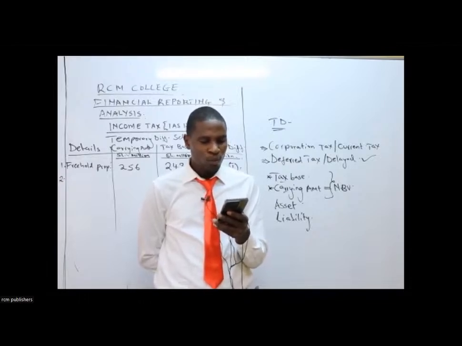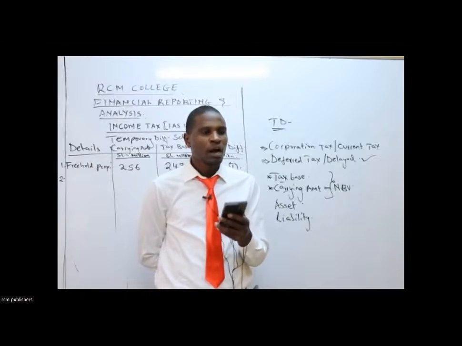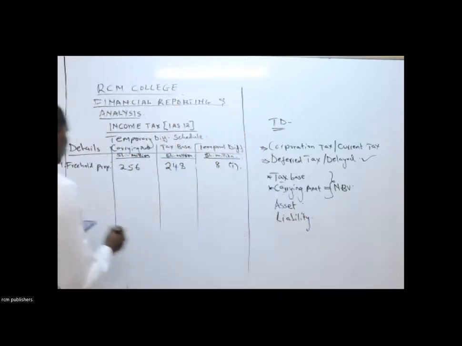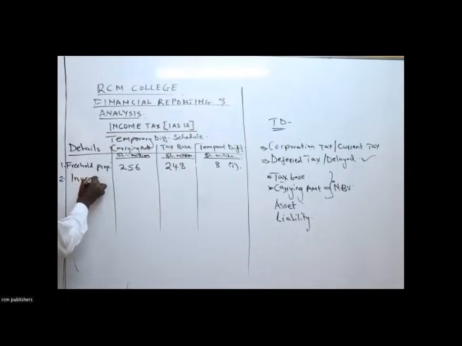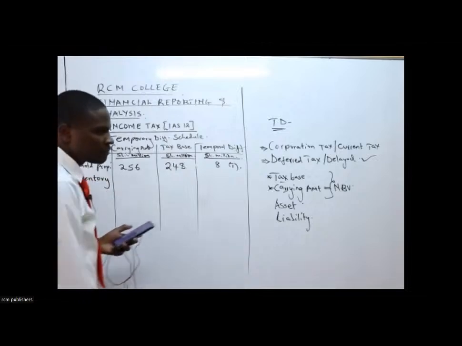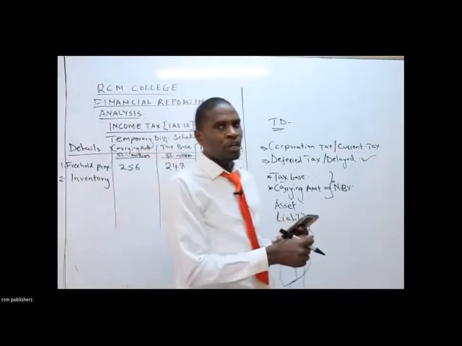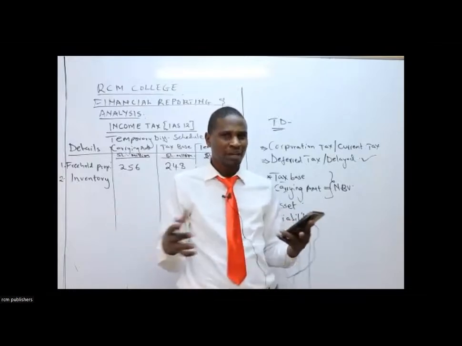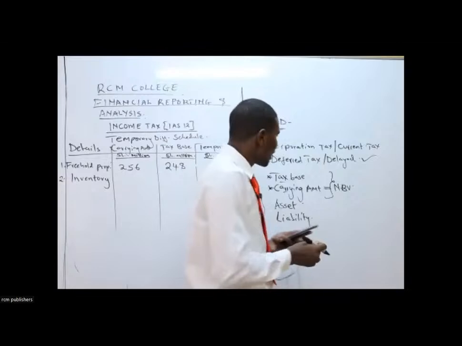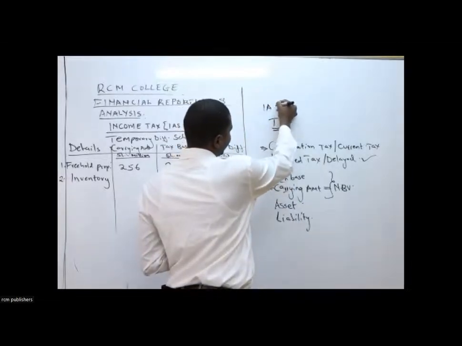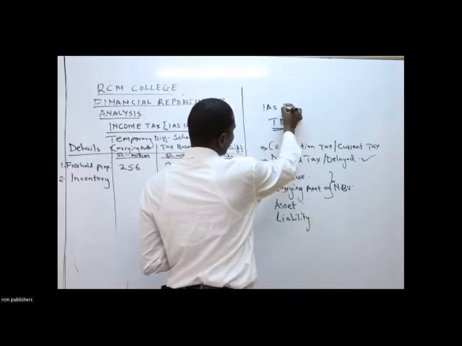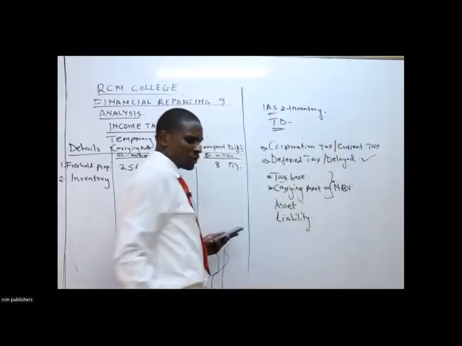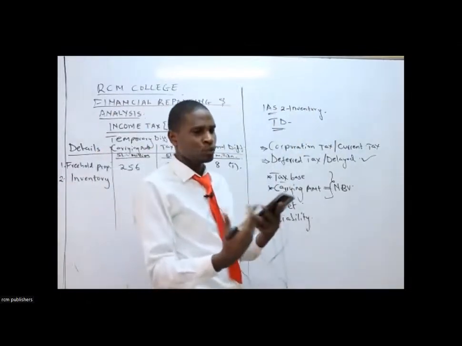Now, what do we do here? How do we get our carrying amount of inventory? The item that we are talking about here is inventory. According to IAS 2, which talks about inventory, should inventory be related with profit really? Should our inventory have profit in it?